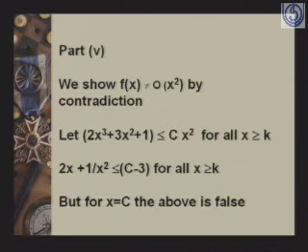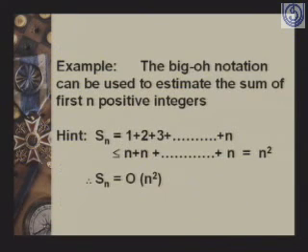Again it is a contradiction. And this contradiction arises because of the fact that we started with the assumption that f(x) is equal to order of x square. Therefore, through this contradiction we get f(x) is not equal to order x square.